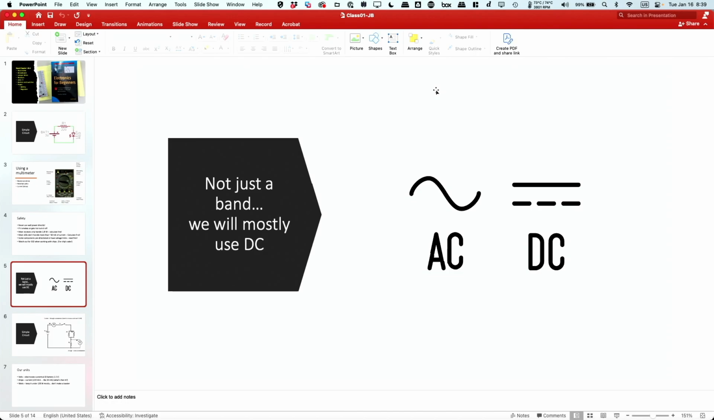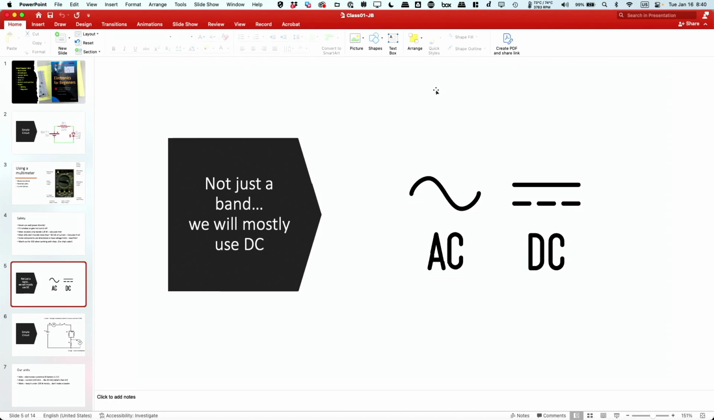Okay, great. So AC is what comes out of the wall. DC is what most electronics are going to use. And why is it you have to carry around those big annoying bricks with your laptops? To convert it, right? Your laptops and electronics use DC, but the wall is AC. So you have to have some sort of gadget to convert from one to the other, and those are the little bricks that you have to carry around.